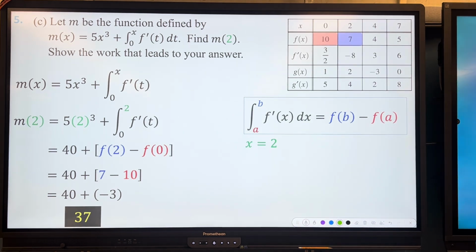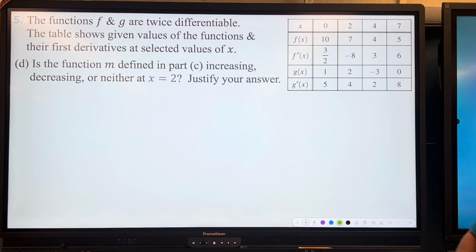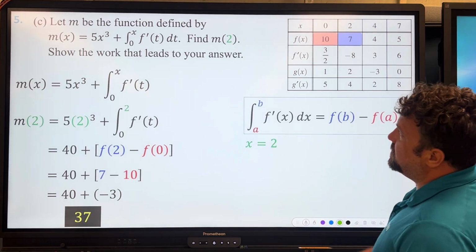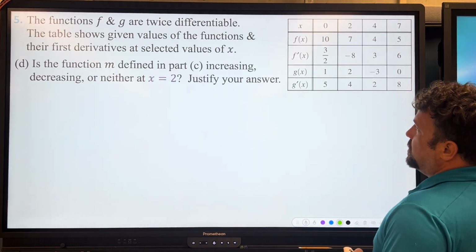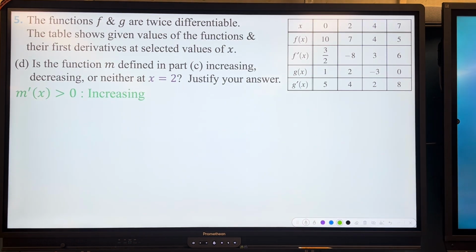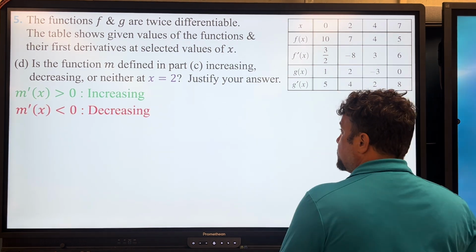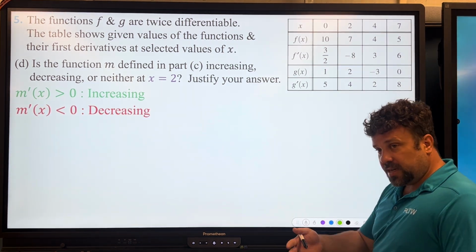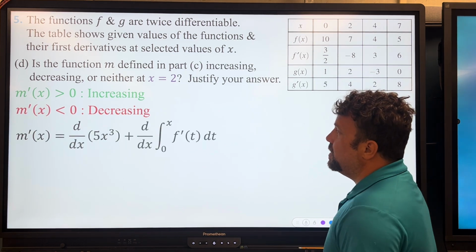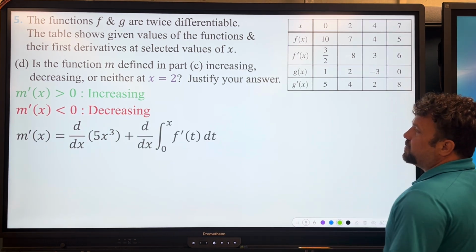All right? Let's look at 5D. Is the function m defined in part C increasing, decreasing, or neither at x equals 2? Justify your answer. The function from part C is right there, so I'm going to write it right there. If m prime of x is greater than 0, it's increasing. If the derivative is less than 0, it's decreasing. Increasing and decreasing have to do with the first derivative.